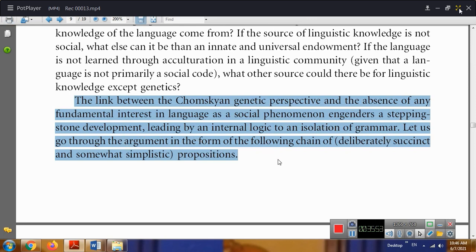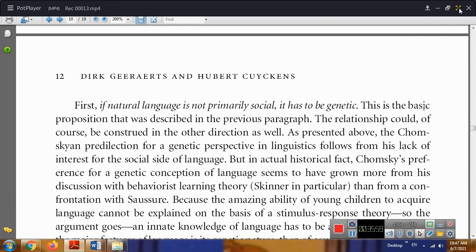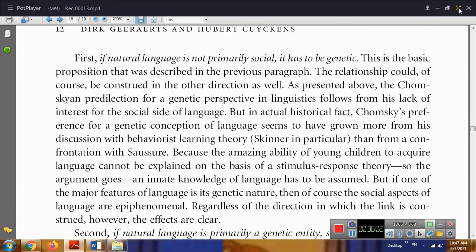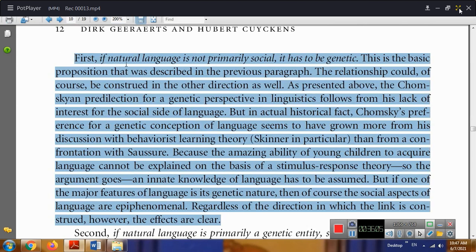Let us go through the argument in the form of the following chain of propositions. First, if natural language is not primarily social, it has to be genetic. This is the idea of Chomsky. This is the basic proposition that was described in the previous paragraph. The relationship could, of course, be constructed in the other direction as well.